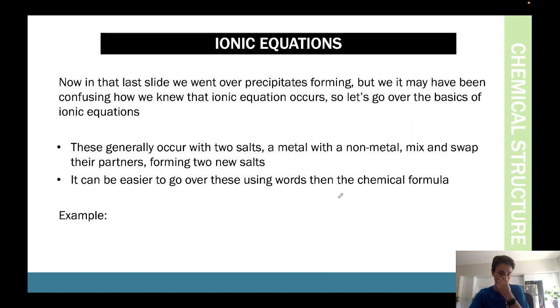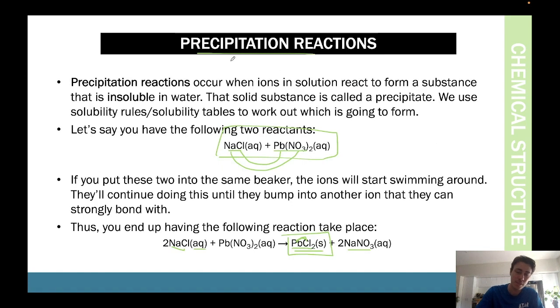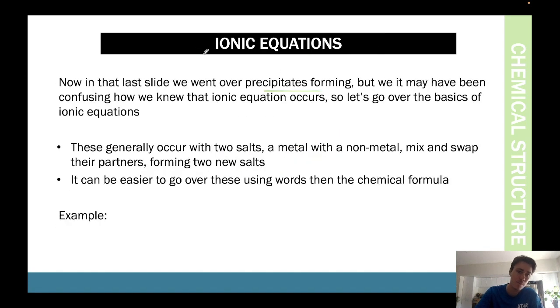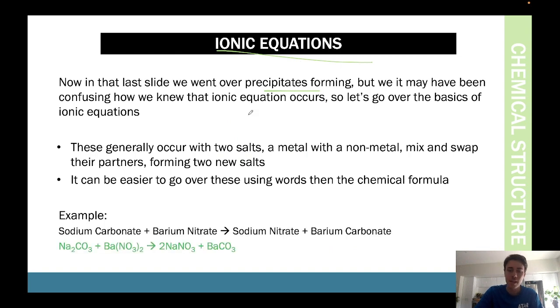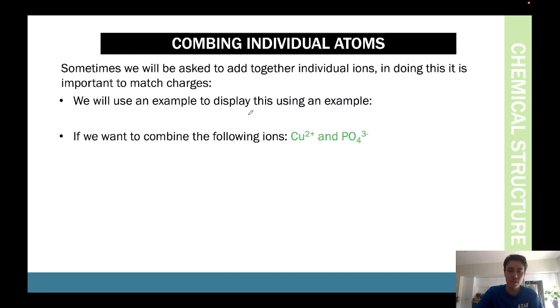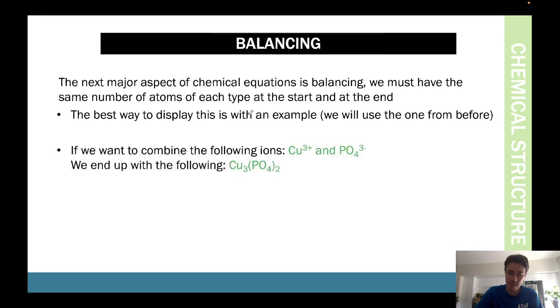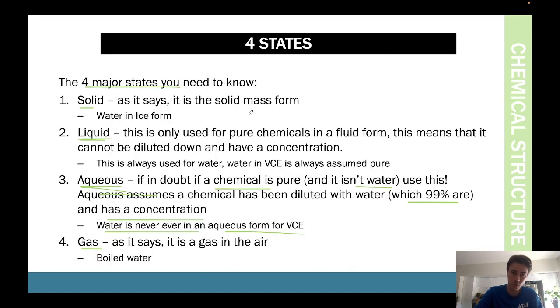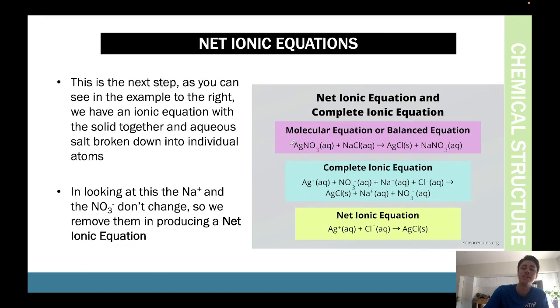Now, in the last slide, we went over a precipitate forming, but what's really important is that there is a precipitation reaction. You may be asked to write out an ionic equation. And so what's different about an ionic equation is this here. I've kind of got this all out of order, I apologize. You're given this here. This is a precipitation reaction.